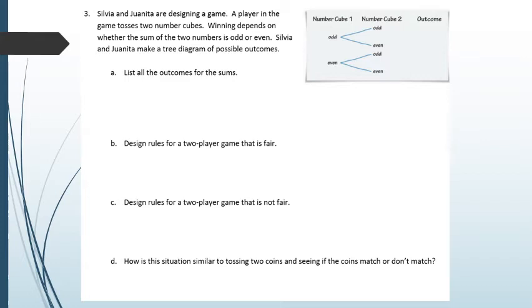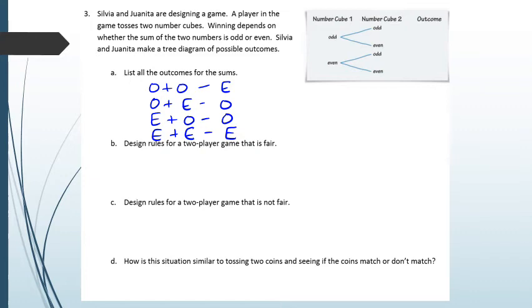What are all the outcomes for the sums? Well, I could get an odd plus an odd, and that would give me an even sum. I could get an odd and an even, which would give me an odd sum. I could get an even and an odd, which would give me an odd sum, and an even plus an even, which would give me an even sum. What would be some rules for a game that's fair?